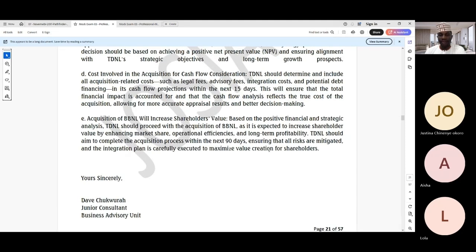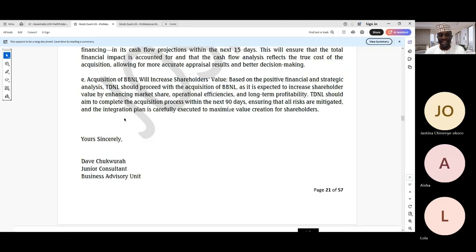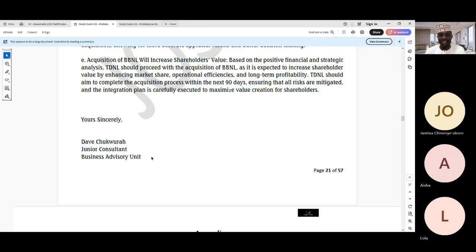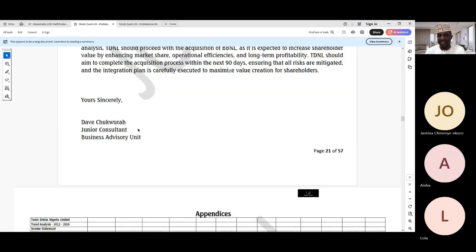So having finished requirement 2, you can see that we didn't sign requirement 1 because we are not done. So having talked about requirement 2, you sign out. You are done with the analysis. Please sign out, not your personal name now, but the person in the case, because we are wearing the hat of the person in the case. So sign out by saying, yours sincerely, Dave Chukura, junior consultant, business.